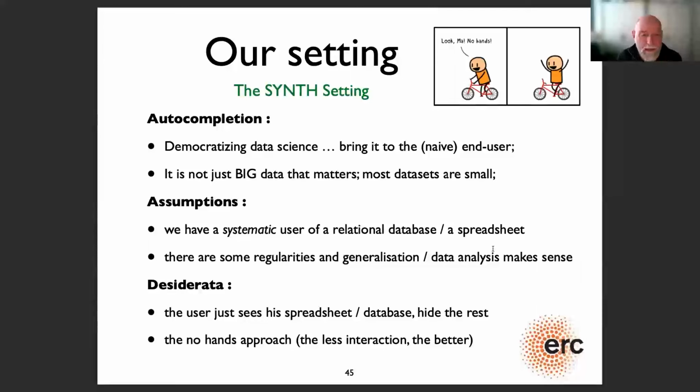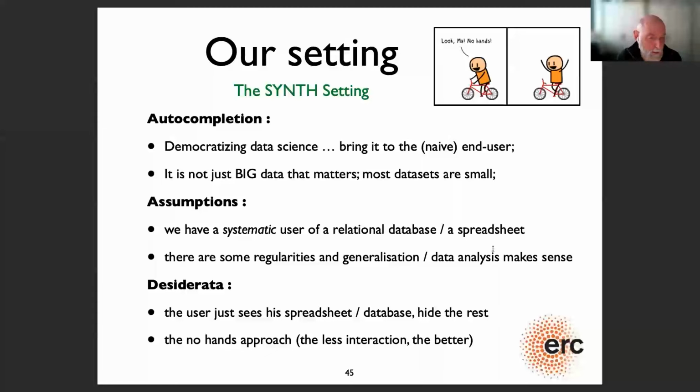We also assume that there is this systematic user, in the sense that you cannot just enter data anywhere in a spreadsheet. There needs to be some systematicity, some regularities before you can actually transform it. And of course, your data must also be such that there are some interesting patterns, some interesting models that you could potentially find to make certain predictions. That's the kind of assumptions that you need to make in this context.